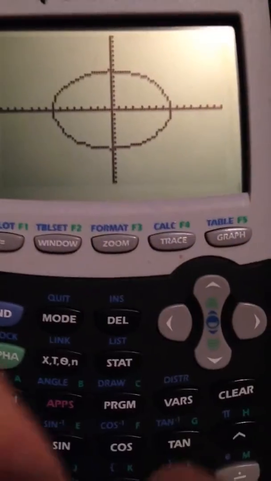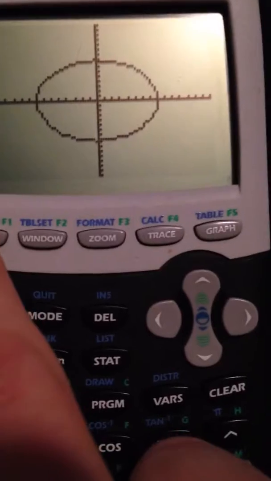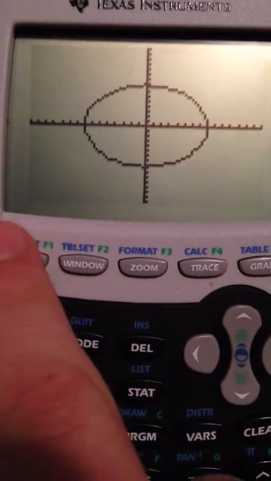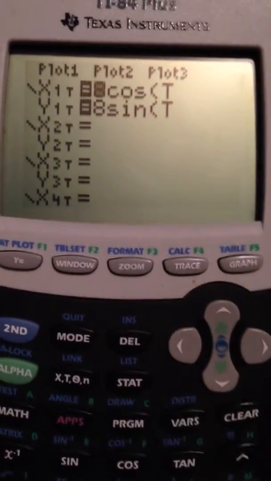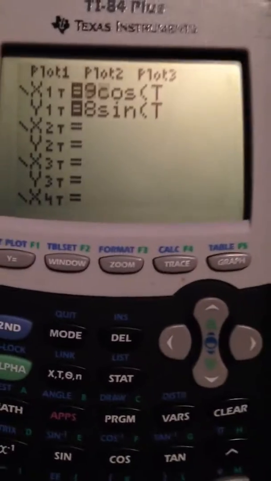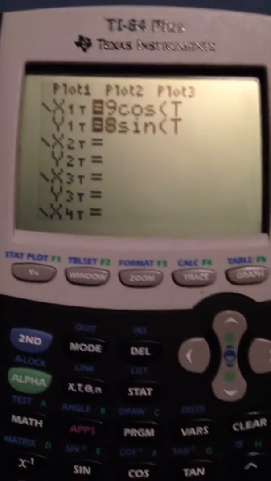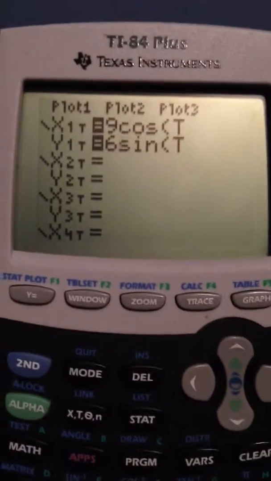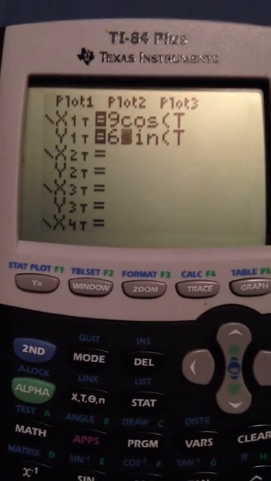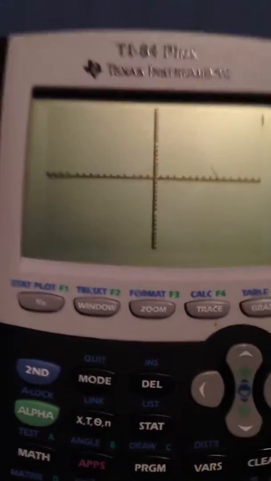If you adjust the coefficients to have different values, it won't be a circle anymore, as you've stretched it either way differently. So if x is 9 cos t and y is 6 sine t, it will be stretched 9 in the x direction and 6 in the y, so it'll look like an oval.